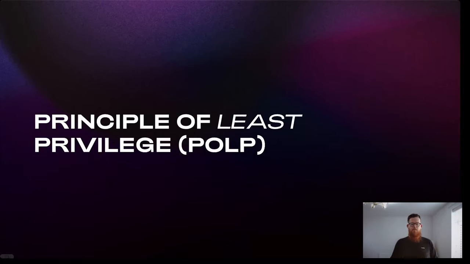So if we take the example of a person, a person should only be able to perform the specific actions and access the specific resources that are required for them to do their job. And even more importantly, whenever you configure some kind of service, whether that be a Lambda function or something like that, that Lambda function should only be able to do what is necessary for it to actually function properly.